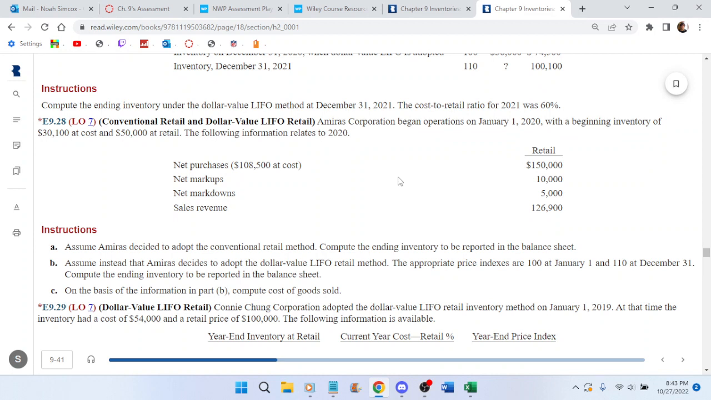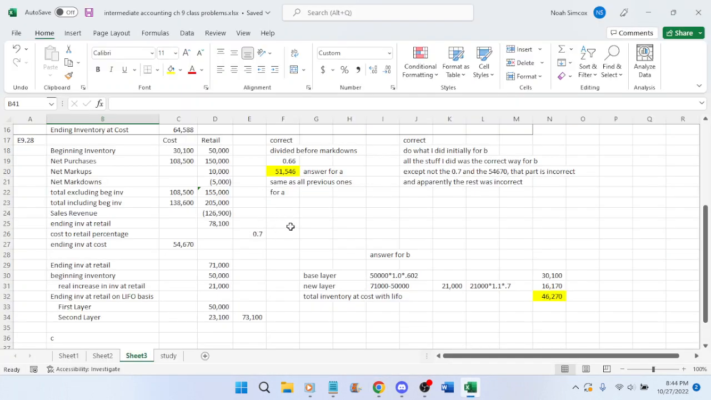Mine's nifty. Okay, for question letter A, just do all the same stuff I did before. Okay, then why was the 0.7 not right? Okay, so if the 0.7 and this part is wrong, then I can just delete it.